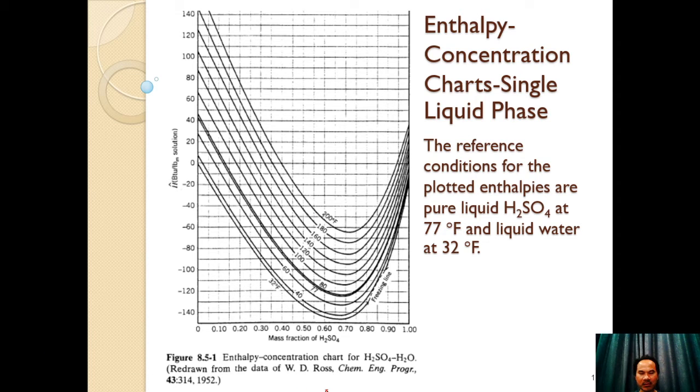In the next step, we talk about the entropy concentration chart for single phase liquid. For this case, we can calculate the entropy of solution based on constructing the entropy concentration chart. For the y-axis, we talk about the entropy in BTU per pound mass of solution. The x-axis is the mass fraction of sulfuric acid in water, and the curves inside the figure are the temperature. The reference state is sulfuric acid at 77 Fahrenheit and liquid water at 32 Fahrenheit.